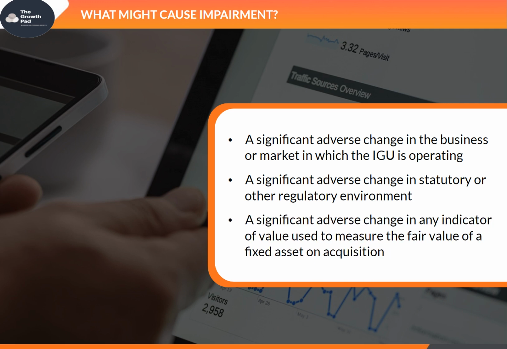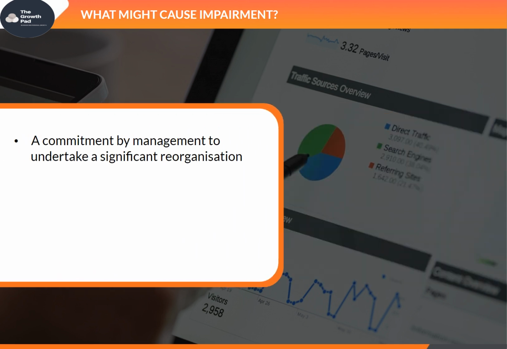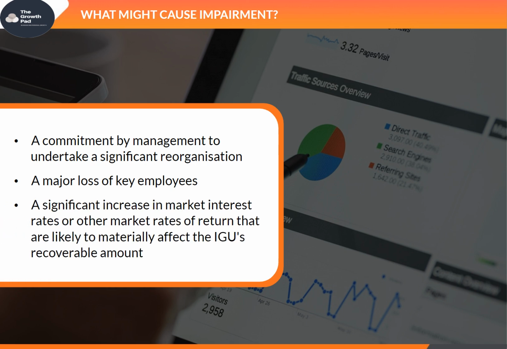A significant adverse change in any indicator of value used to measure the fair value of a fixed asset on acquisition. A commitment by management to undertake a significant reorganization. A major loss of key employees. A significant increase in market interest rates or other market rates of return that are likely to materially affect the IGU's recoverable amount.